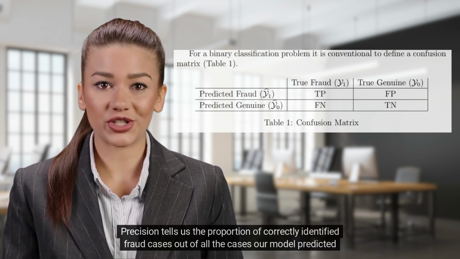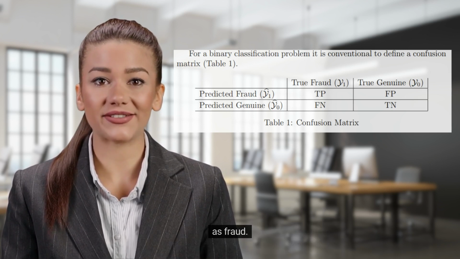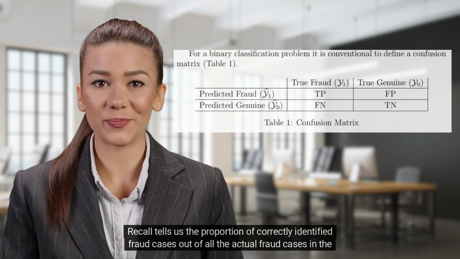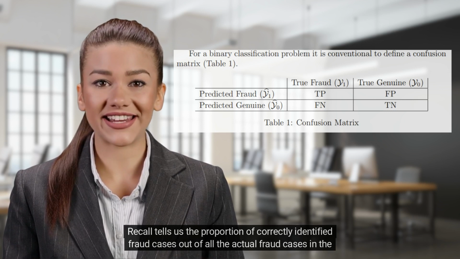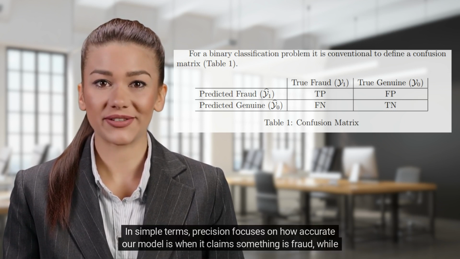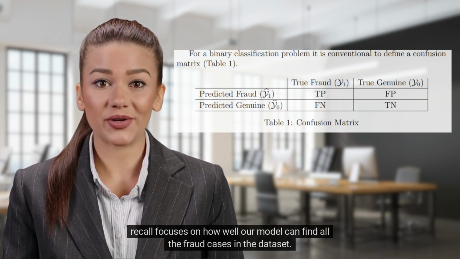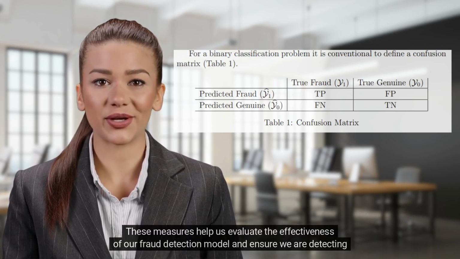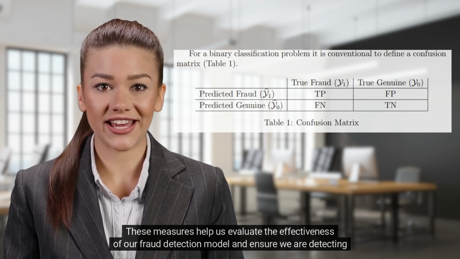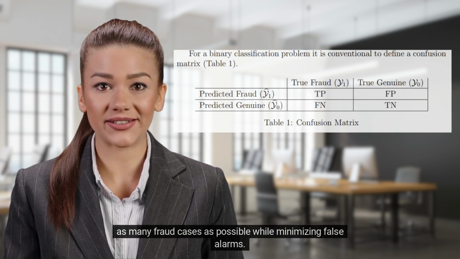Precision tells us the proportion of correctly identified fraud cases out of all the cases our model predicted as fraud. Recall tells us the proportion of correctly identified fraud cases out of all the actual fraud cases in the dataset. In simple terms, precision focuses on how accurate our model is when it claims something is fraud, while recall focuses on how well our model can find all the fraud cases in the dataset. These measures help us evaluate the effectiveness of our fraud detection model and ensure we are detecting as many fraud cases as possible while minimizing false alarms.